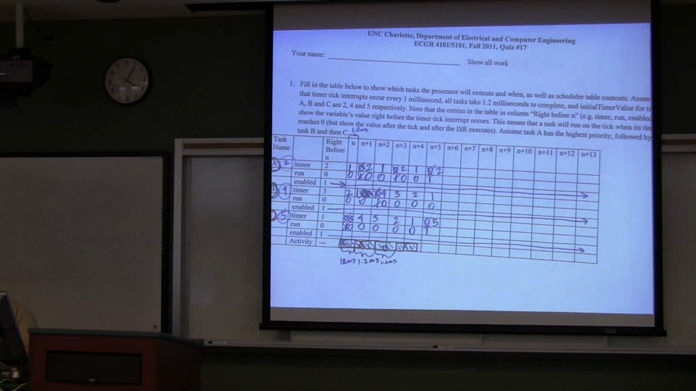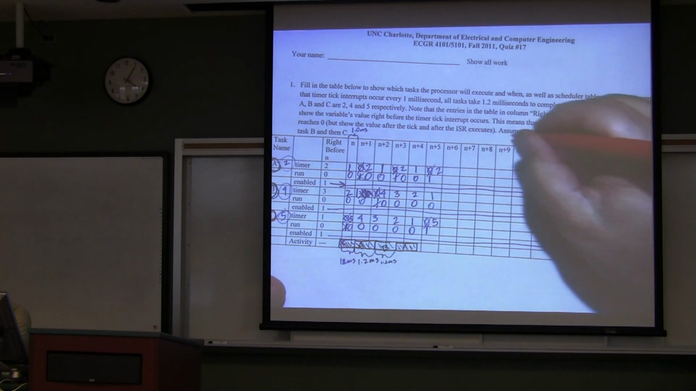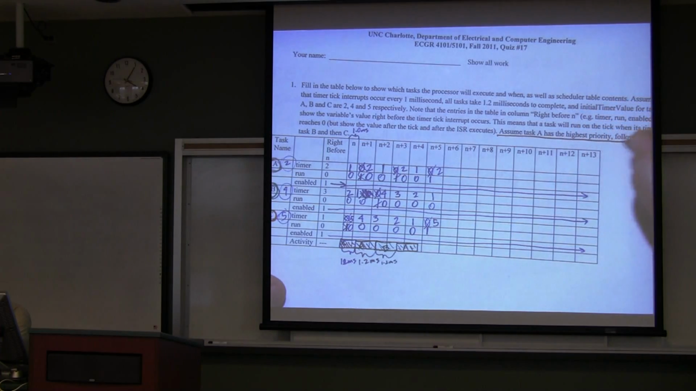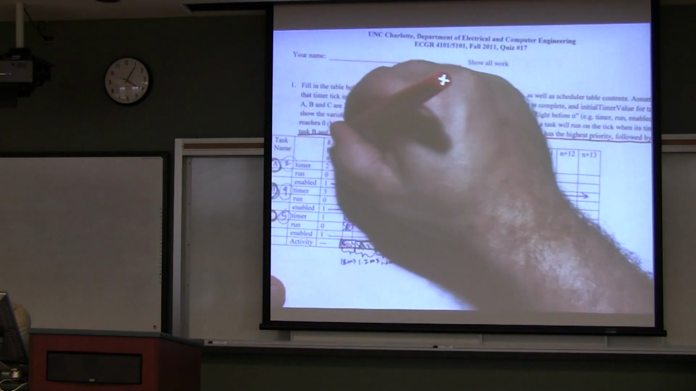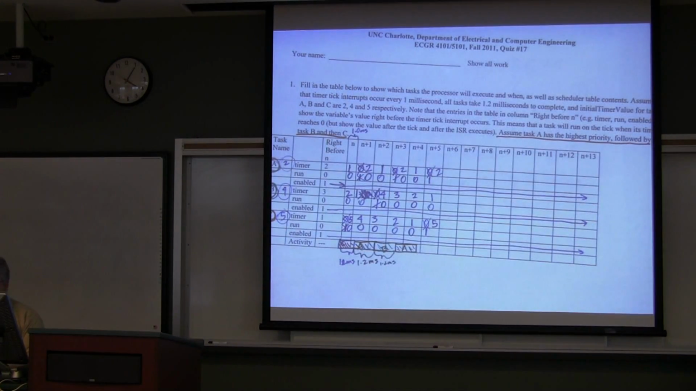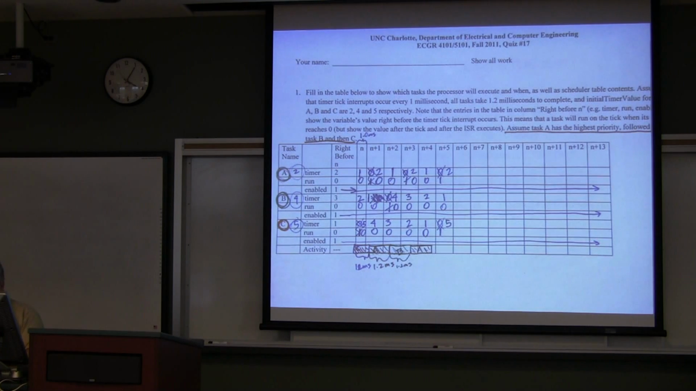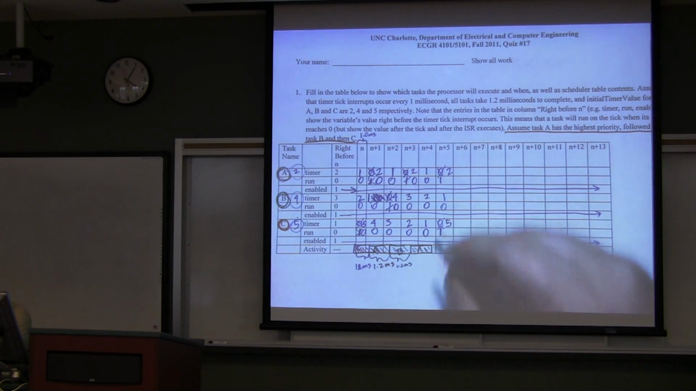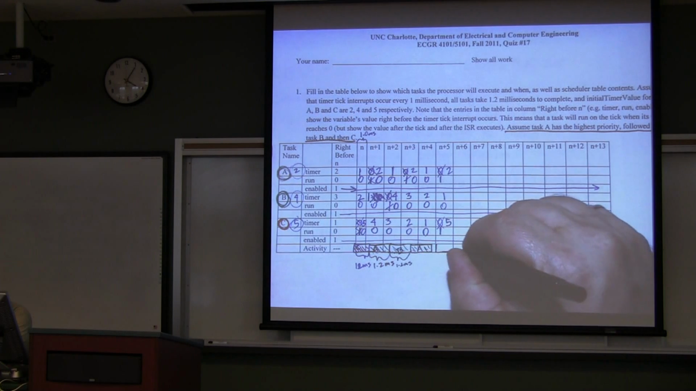Yeah. That's a higher priority. A. Who said B back there? Who's a smart aleck who said B? Okay, why did A run this time? So it says that assume task A has the highest priority, which means A will run. Why did A run last time? It runs exactly after.